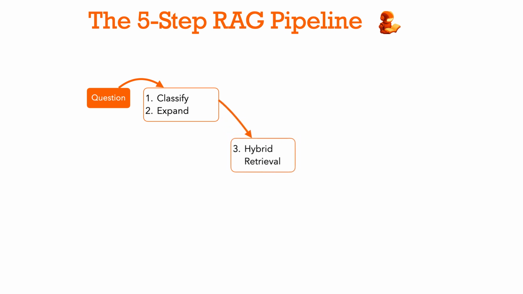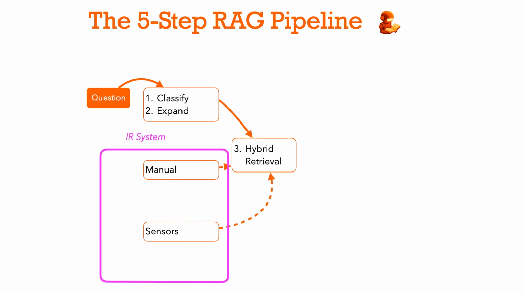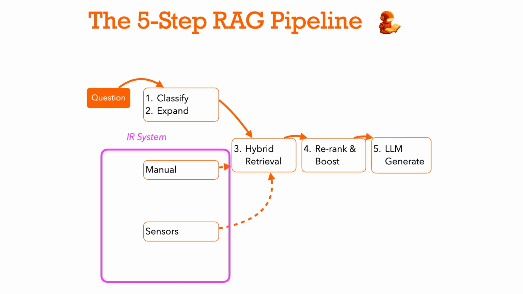Third, we do a hybrid retrieval from the IR which has both our manual and sensor data. There are also other data stored in the IR, like maintenance logs and knowledge base, but we are focused on showcasing just the manual and sensor as they are a bit more complex. Fourth, we re-rank and boost the retrieved information. Fifth, we generate the answer with citations using an LLM. The whole pipeline runs in 5 seconds on a laptop.